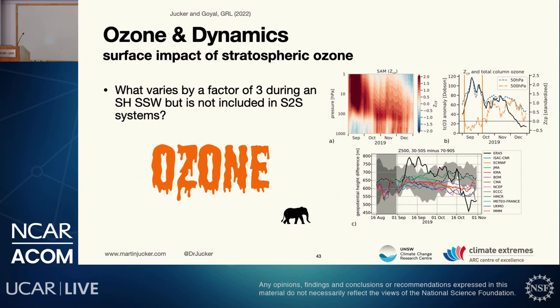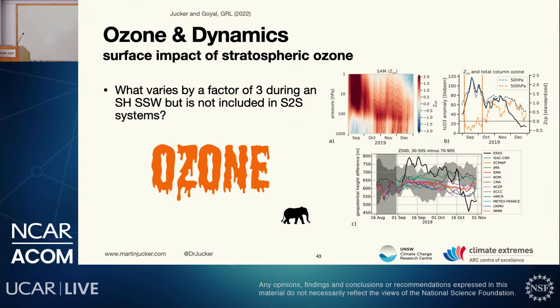Ozone, of course. So here the black line is the total column ozone anomaly. The blue line is the 50 hectopascal geopotential height anomaly. And the orange is down in the troposphere, the 500 hectopascal, which has exactly the other sign. So this here is the blue, and this up here is the red stuff. So kind of a vertical dipole, something different happening in the troposphere compared to the stratosphere.